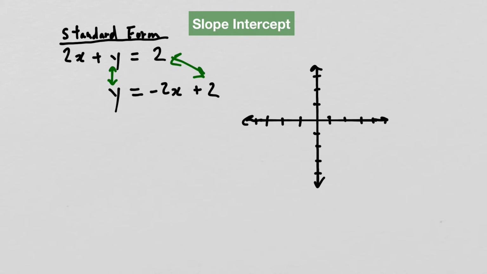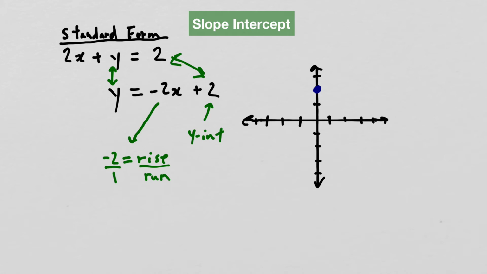We have our y-intercept, which is 2, so we're going to plot that point at 2 on the y-axis. Okay? And then our slope is -2, which is equal to our rise over run. Okay, -2 is the same as -2 over 1.